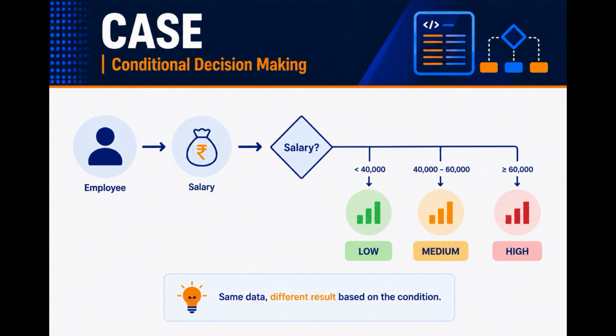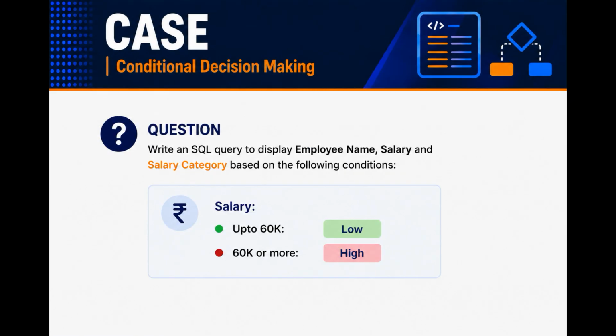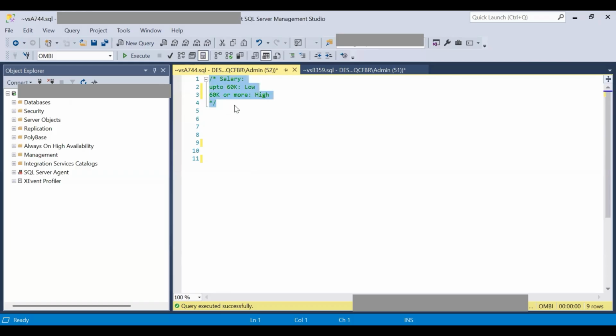Case statements are very similar to the concept of if-else statements in programming. It allows us to return different values based on different conditions. So now that we are good with the concept of case statements, here is a very simple example where we have to show the employee name, salary, and a salary category which states whether the salary is high or low based on the salary amount. So if it is up to 60,000 value, it should be low, and anything which is 60,000 or more than that should be high. So this is the rule based on which we want to show the category.